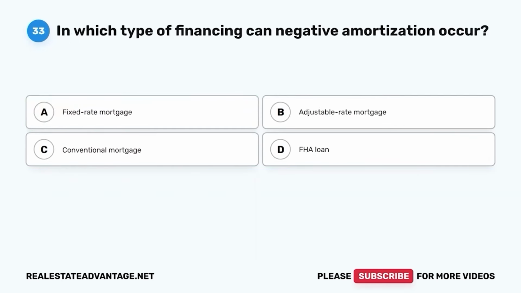Question 33. In which type of financing can negative amortization occur? A, fixed rate mortgage. B, adjustable rate mortgage. C, conventional mortgage, D, FHA loan? The correct answer is B, adjustable rate mortgage. Negative amortization can occur in an adjustable rate mortgage when the monthly payment is insufficient to cover the interest, resulting in the unpaid interest being added to the loan balance.